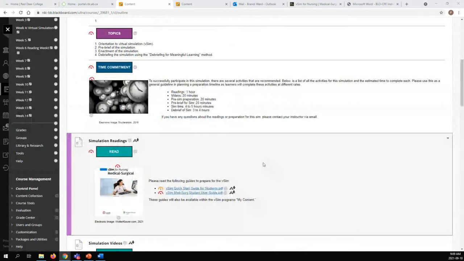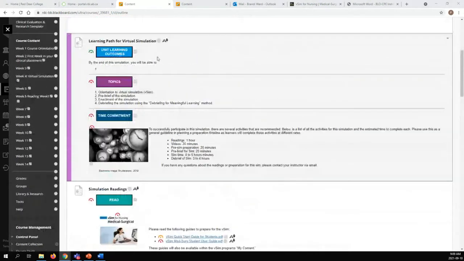And then what it'll look like as we build onto it is it'll incorporate some of those unit learning outcomes and a little bit more information about the clinical scenario that you will be doing within the virtual simulation.